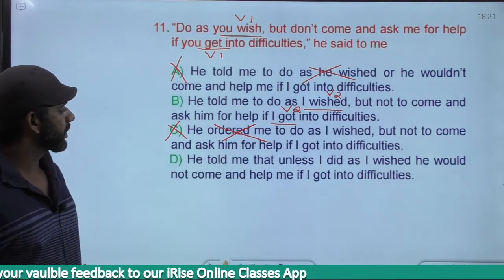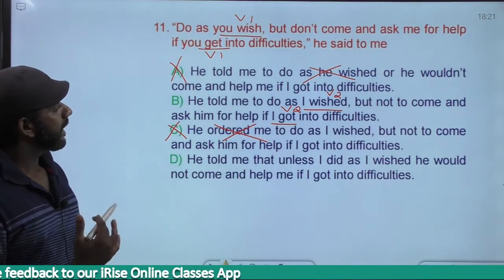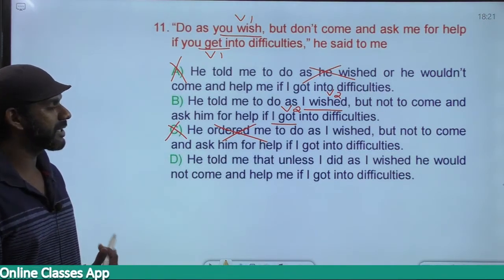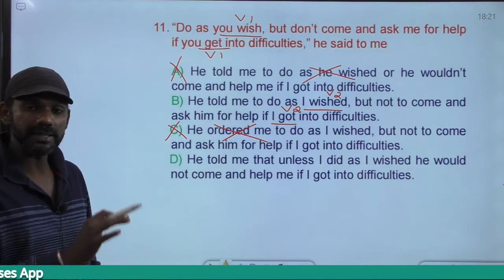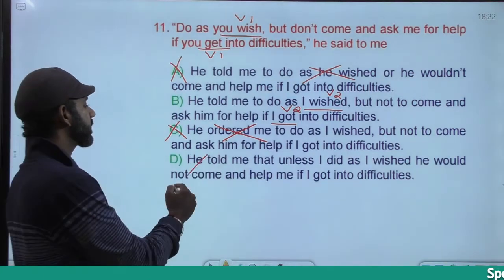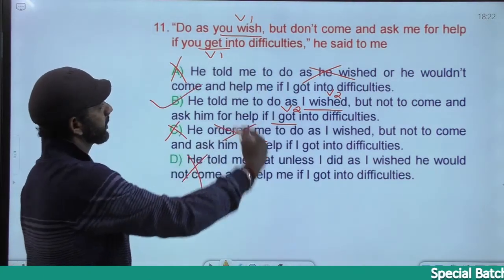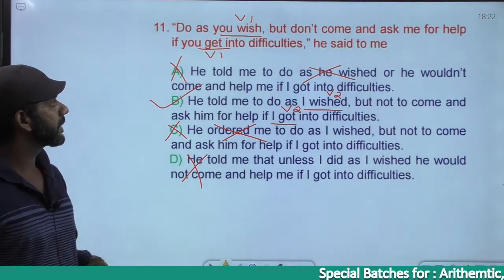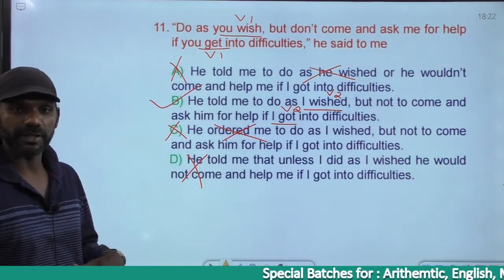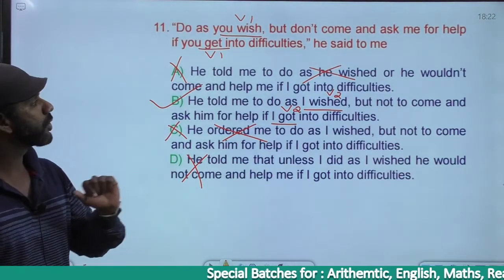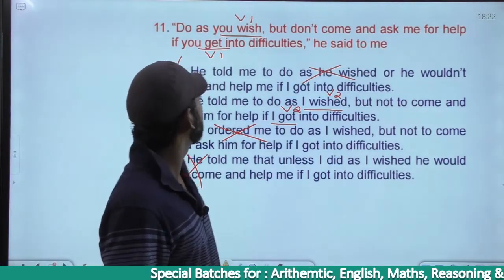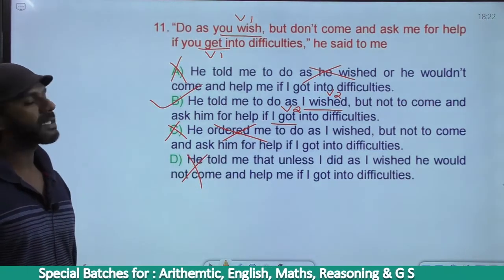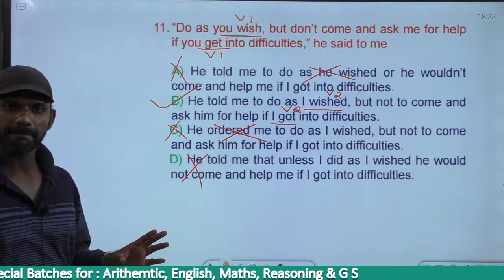Come to option D. He told me that unless I did as I wish, he would not come and help me if I got into difficulties. Completely different meanings. Eliminated. The answer must be option B. He told me to do as I wished, but not to come and ask him for help if I got into difficulties. Do as you wish, but don't come and ask me for help if you get into difficulties. The same meaning. Simple present becomes simple past. The answer must be option B.